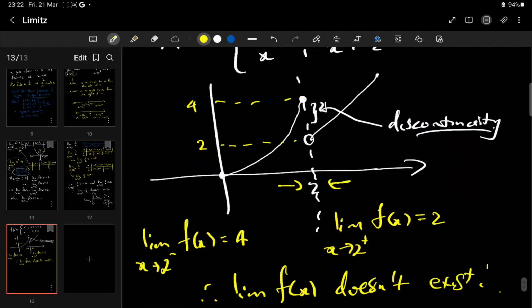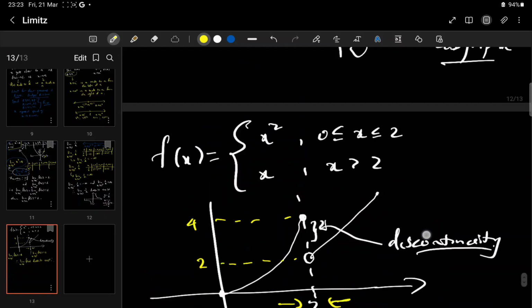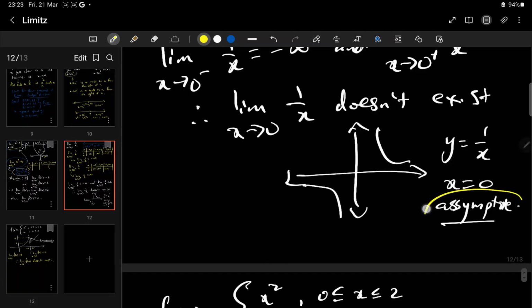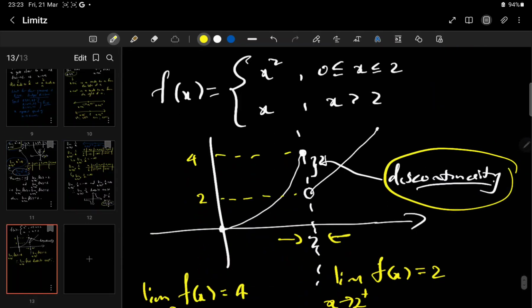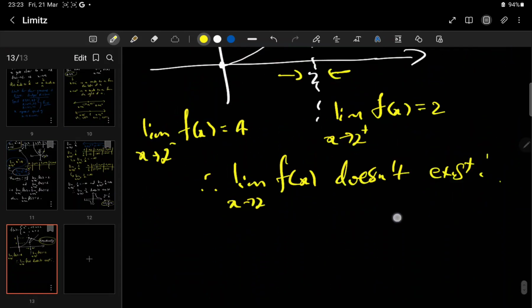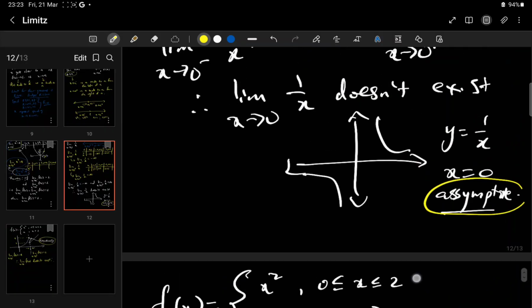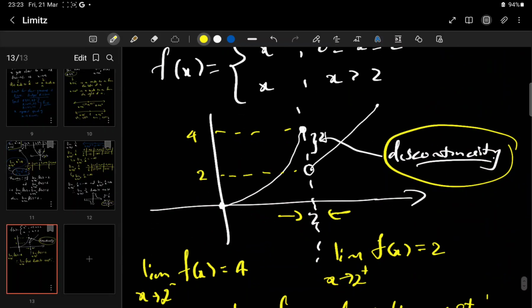right? So that's the concept of piecewise functions, I just hope that you have learned it. But that's usually where you can have the limit not existing: either in a case where you have an asymptote, or perhaps in a case where you have a discontinuity. That's when you can have the limit not existing, right? So here's another important thing to note.